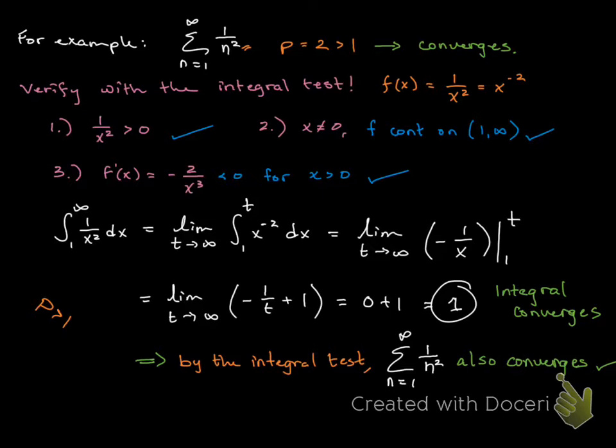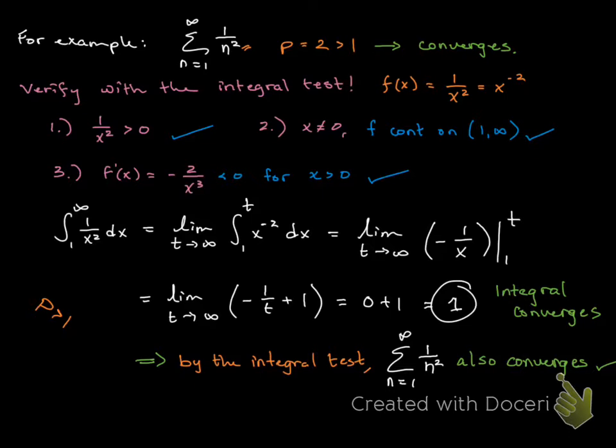If p was 3, I would take the antiderivative, add 1 to the exponent, and I would get the same effect. That integral would still converge. So it's very easy to show this in general. I just did it with an easy example with p being 2, and showed that the integral test applies, converges, therefore the series converges.